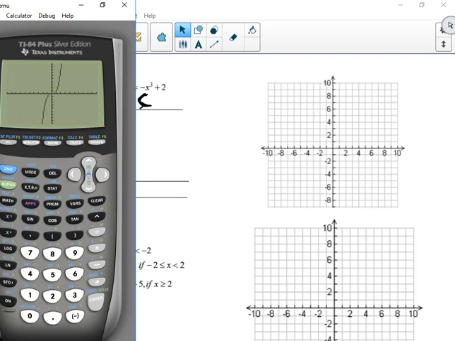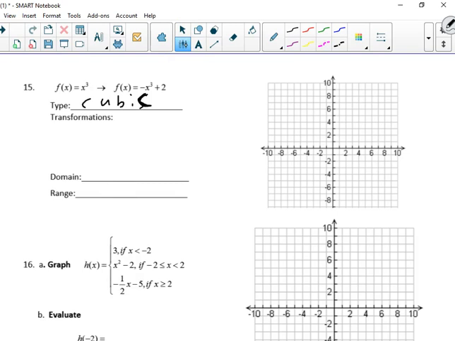Okay? I can do this without my calculator table. 0 cubed is 0. 1 cubed is 1. 2 cubed is 8. And that's as far as I can go. Negative 1 cubed is negative 1. Negative 2 cubed is negative 8. And there is my cubic snake.